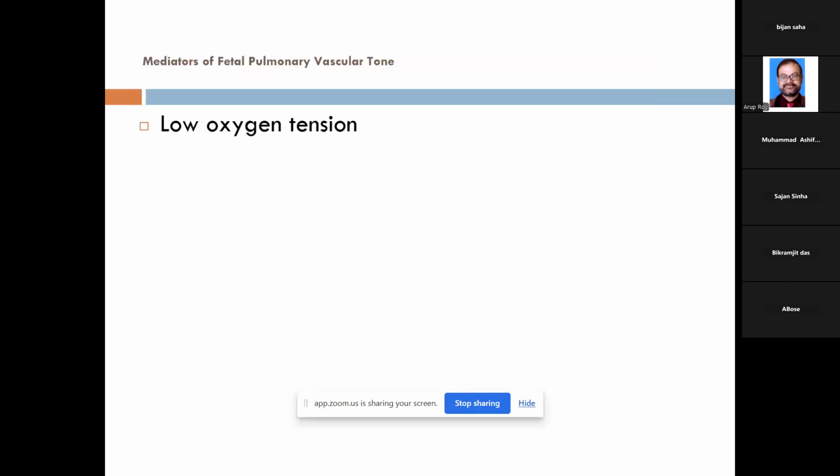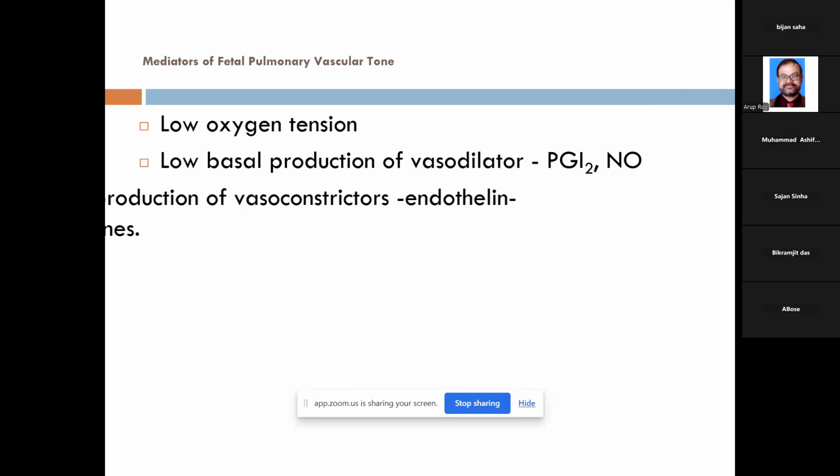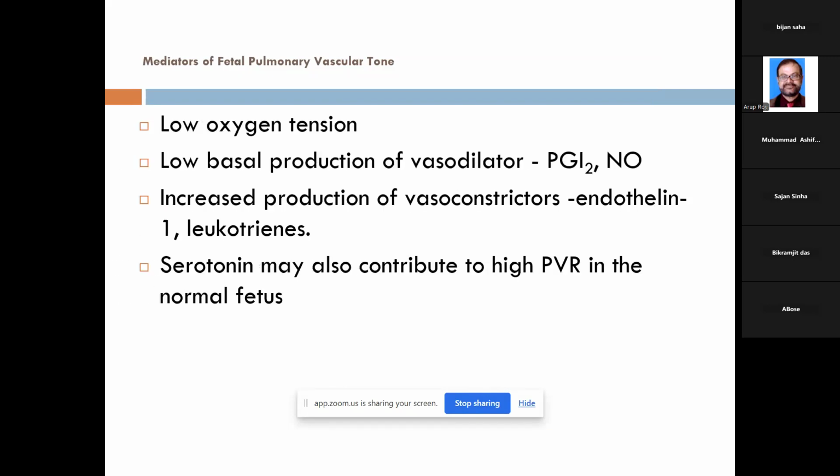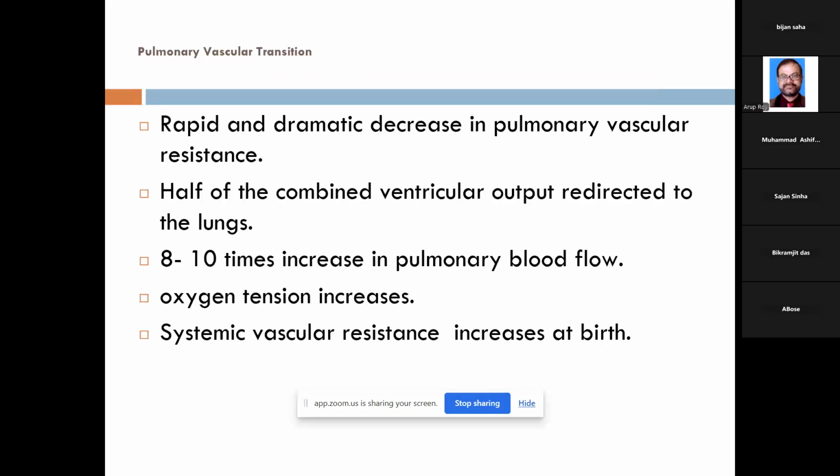The low oxygen tension, the low basal production of the vasodilators, that is prostaglandin and nitric oxide, and increased production of vasoconstrictors, that is endothelin 1 and leukotrienes, and serotonin may also contribute to this high PVR. So that's how the PVR stays high. And as oxygen tension increases, the systemic vascular resistance starts increasing at birth. So at birth, this is the change which is happening.